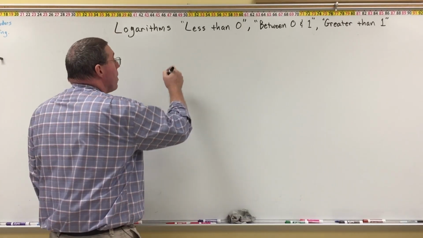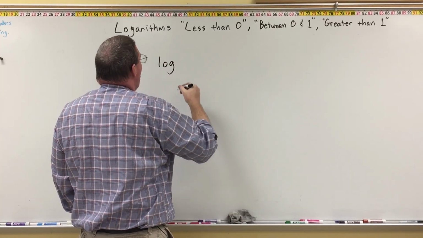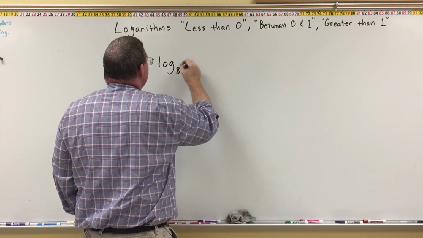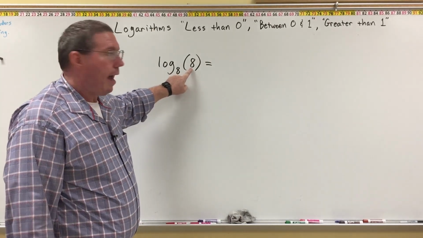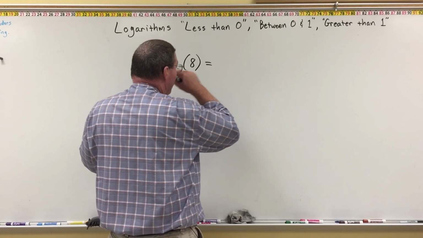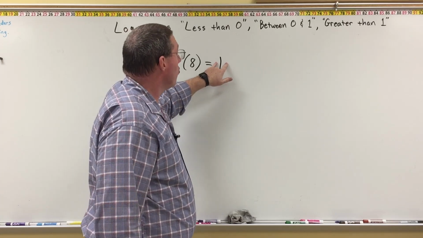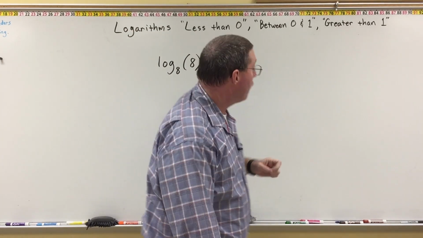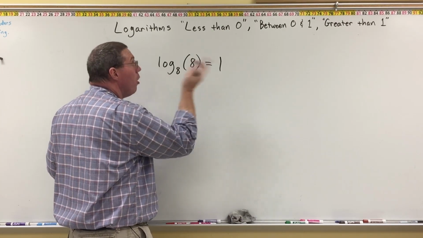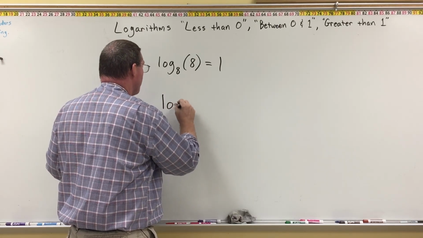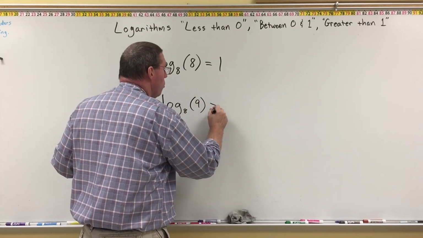As far as greater than 1 goes, let's say log base 8 of 8. We've already learned that if we have the same number as the argument as we have as the base, the logarithm is equal to 1. So how would we get a logarithm that is greater than 1? Well, that's very simple. If the argument inside here is larger than the base, then the logarithm is going to be greater than 1. So if I say, for example, log base 8 of 9, that logarithm will be greater than 1.